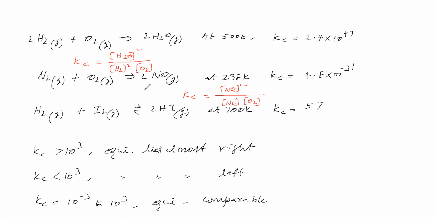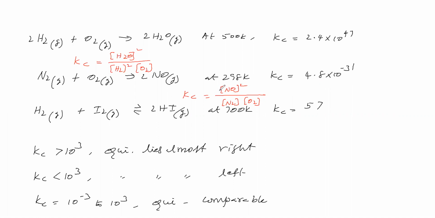Don't write plus here. In the equation there is a plus between N2 and O2, but in the expression we have to write the product of N2 concentration and O2 concentration. Now we got Kc for this. What does this Kc say? Here Kc is equal to 10 power minus 31.